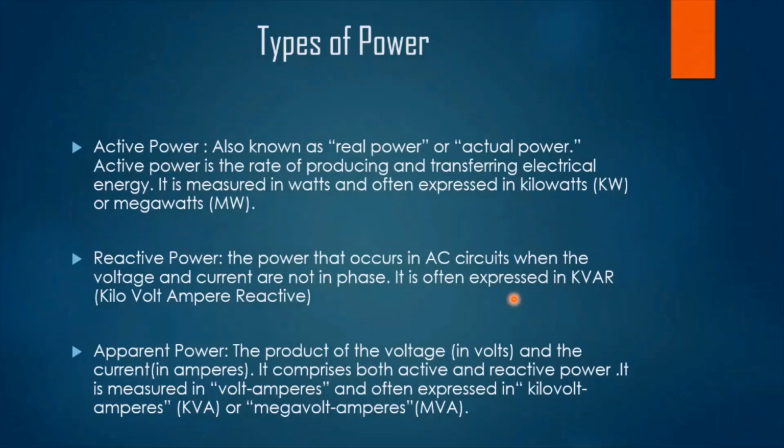Third type is the apparent power, which could also be defined as the product of voltage in volts and the current. It comprises both active and reactive power. Simply, it is the combination of reactive power and the active power.